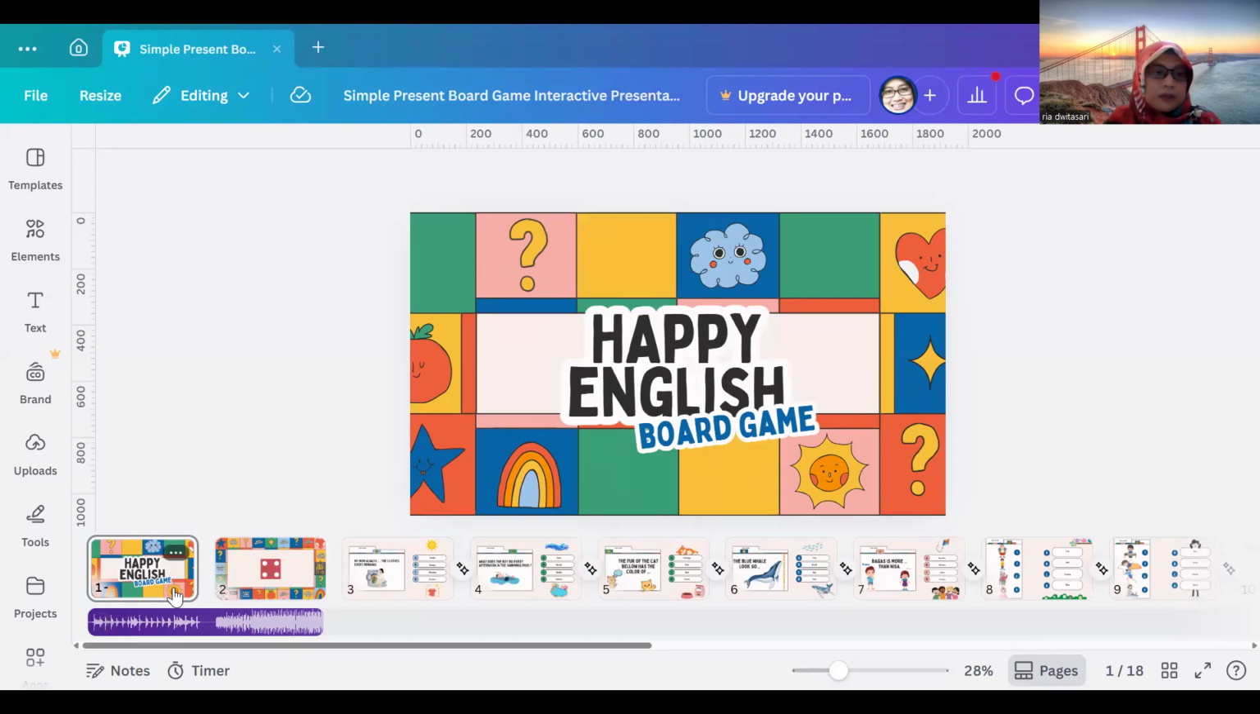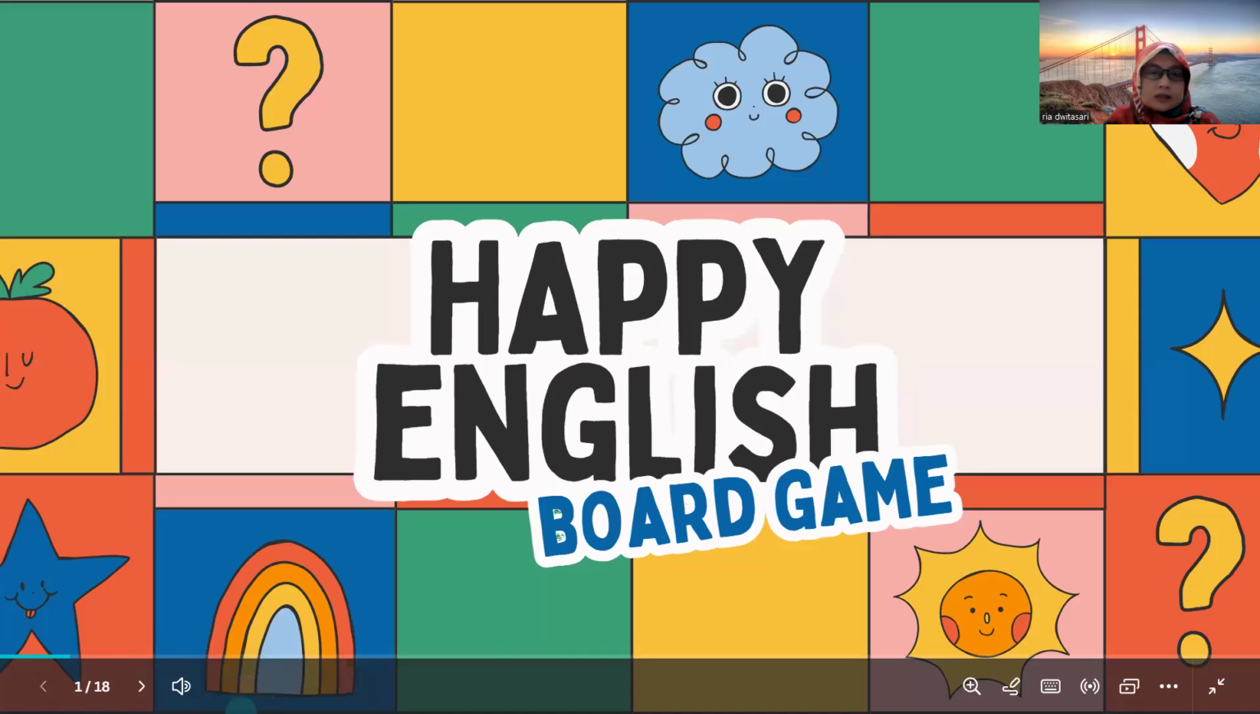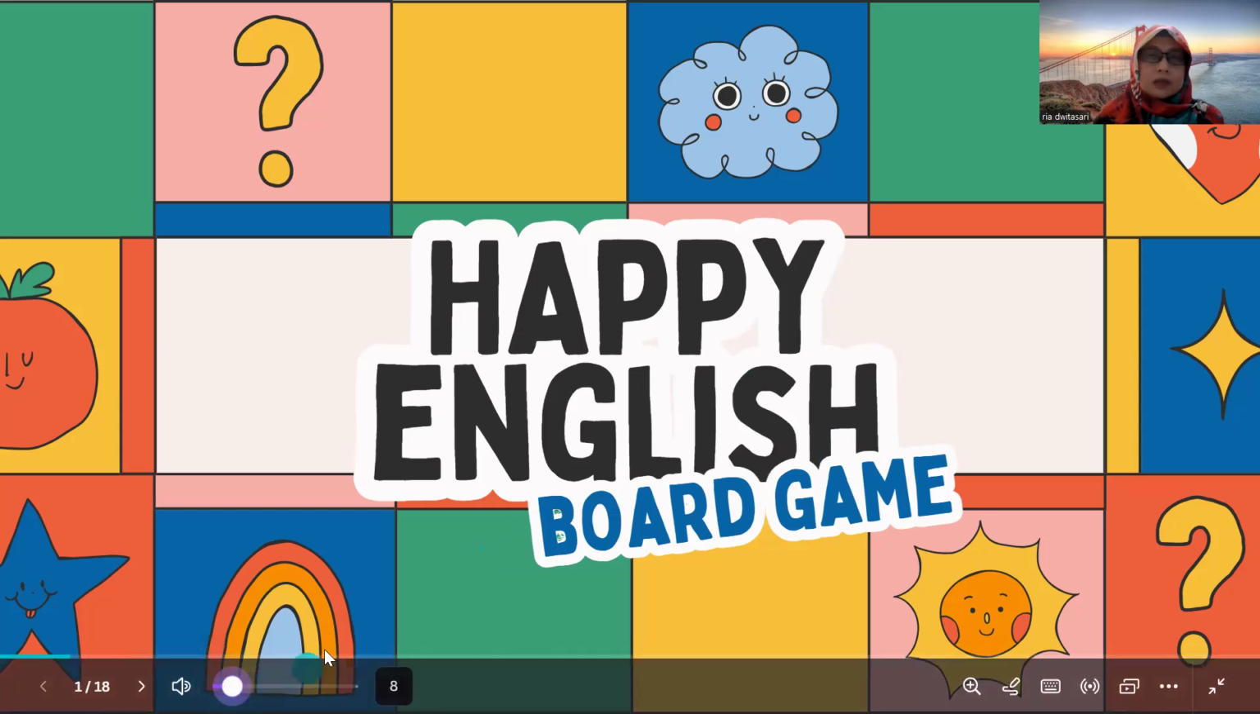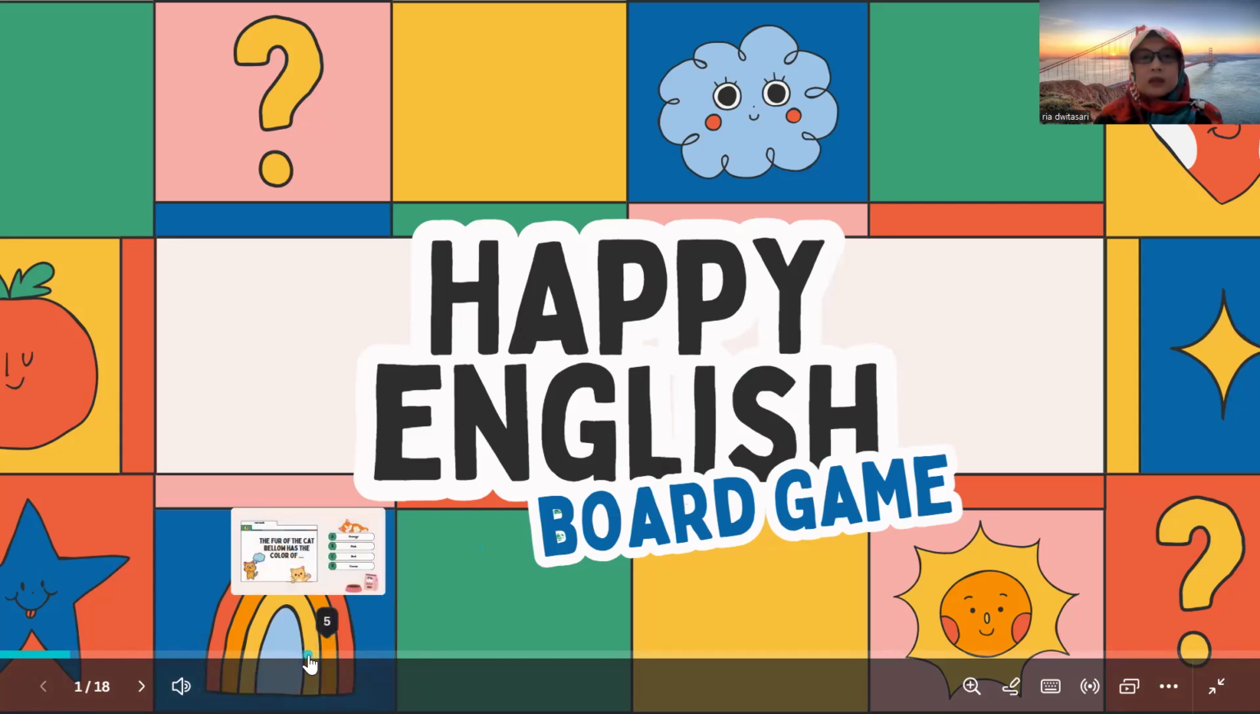So I made this, I made another. What is it? A slide from Canva. I made this visual based on the age of the students, because my previous slide was talking about the present tense that can be used for beginner level with ages around 8 until 12. So they still need interactive visuals like this.